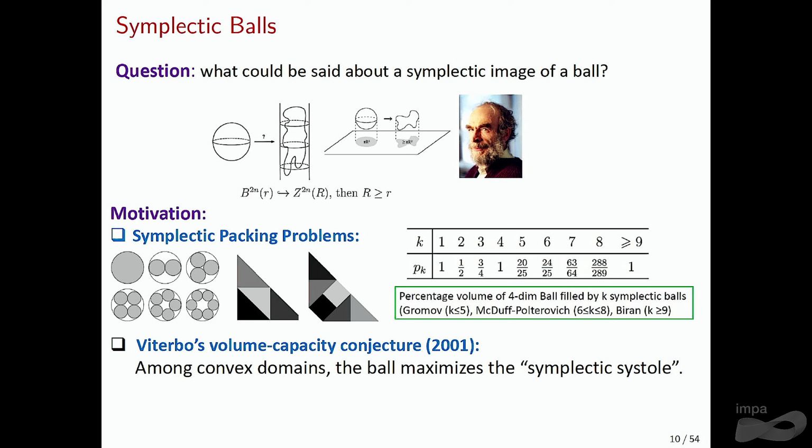with some volume normalization. Now, this week you will hear more about Viterbo's conjecture, so I'm not going to say more about that. But this is definitely one of the motivations to try to understand symplectic images of the Euclidean ball. There are other motivations.